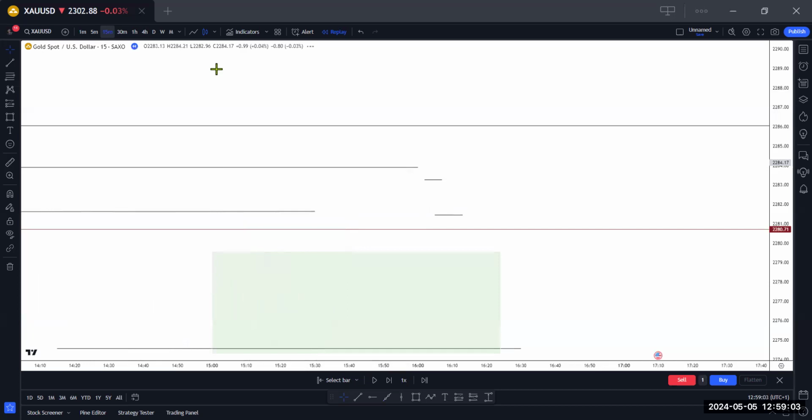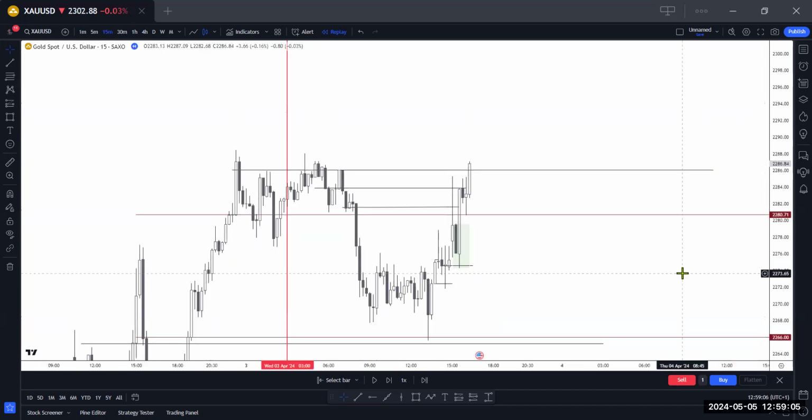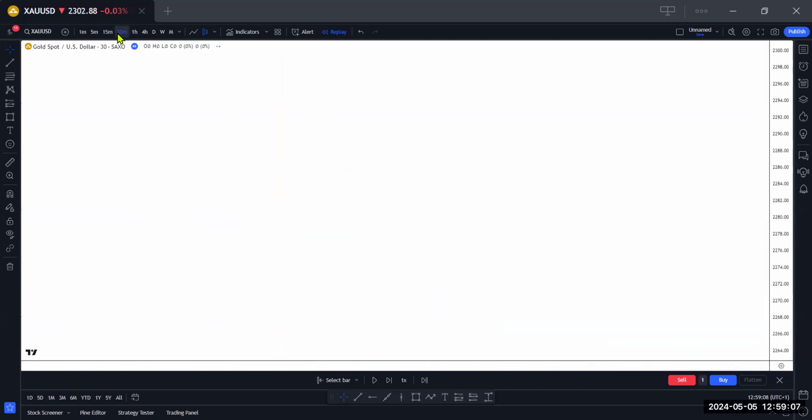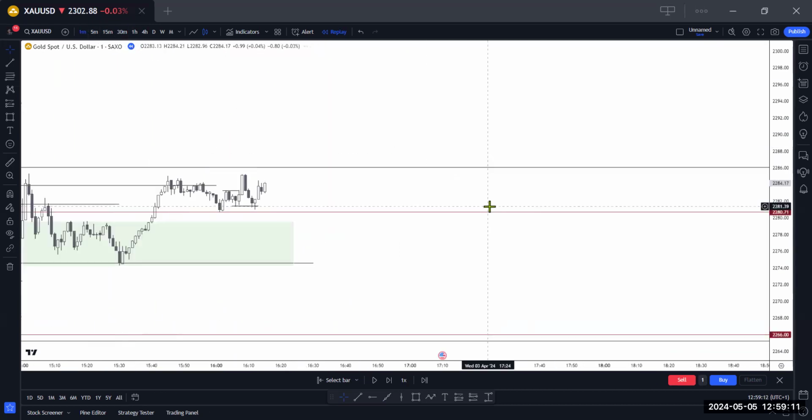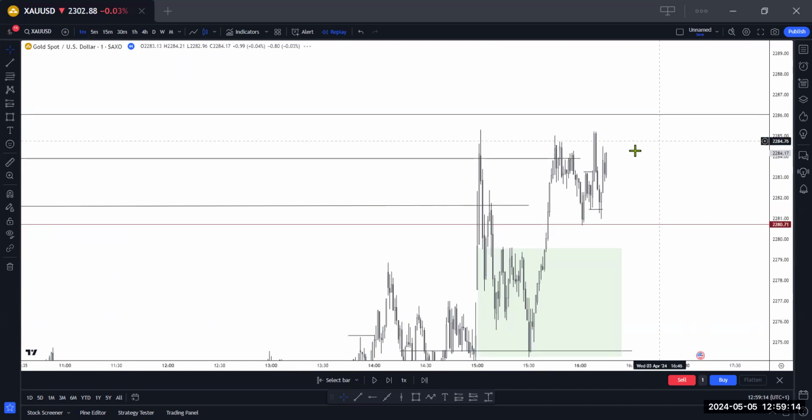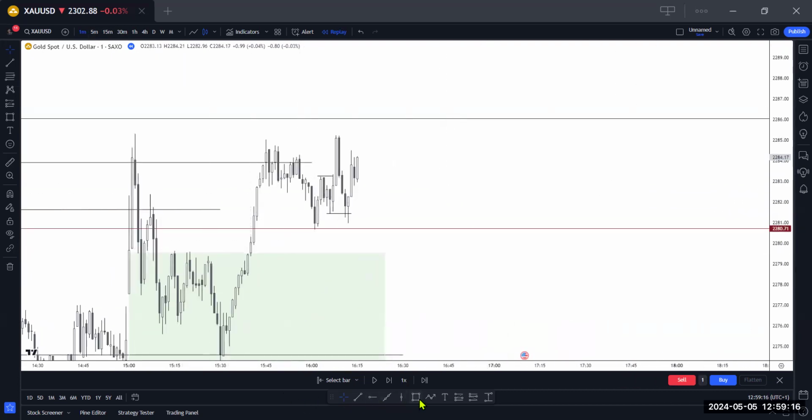Okay, so let's go back to M15. From M15, let's go back to M30 where we're coming from. All right, so back to H1. So a good place to enter this trade would be this level, right? Because we have an H1, our M1 MSU, okay? So M1 MSU.